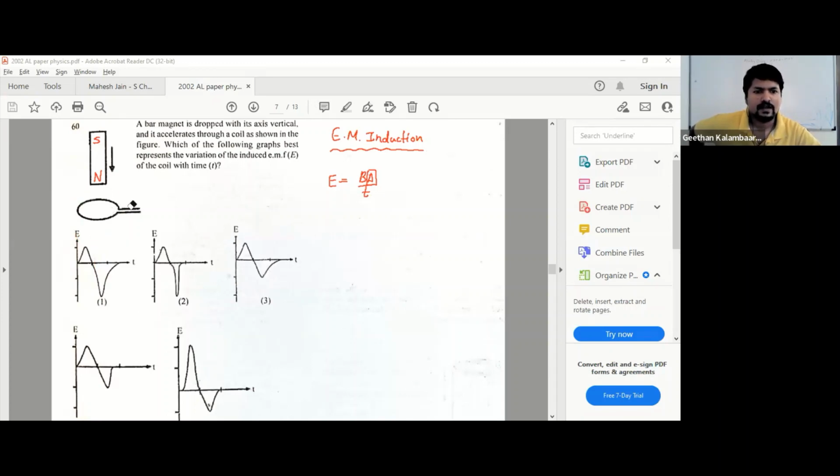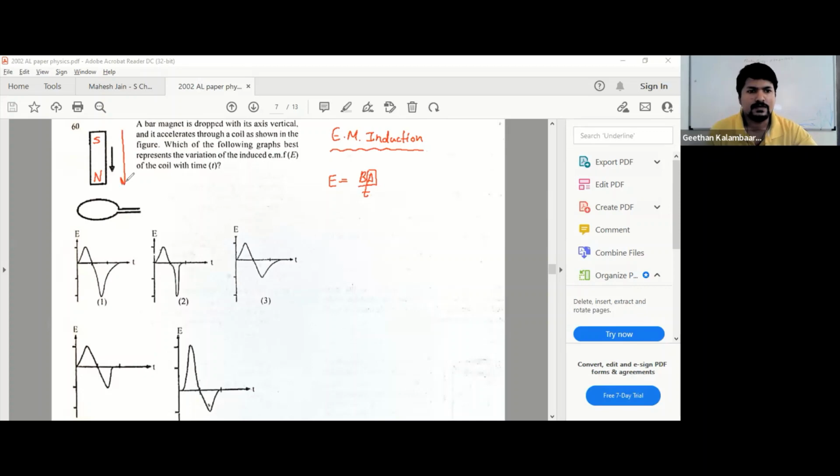So all the graphs seem to be the same. That's the problem. Right, guys? The problem here is that all the graphs seem to be the same. Positive part is there, negative part is there, shape is the same. Right? Okay, so I will tell you the technique of doing this type of questions. You have to go with the area.